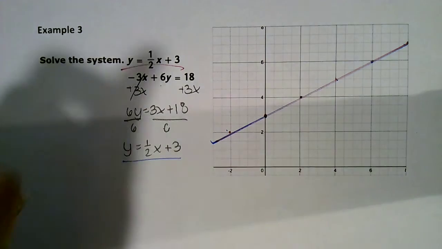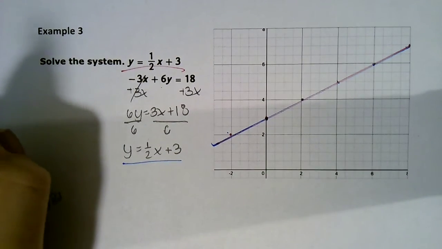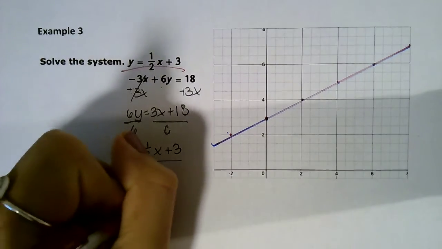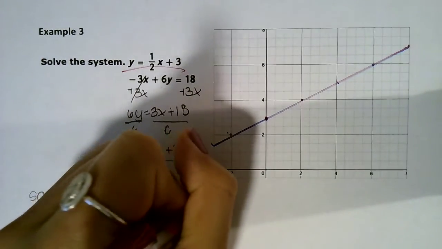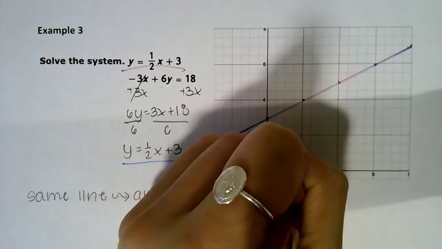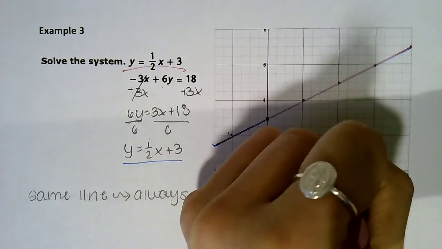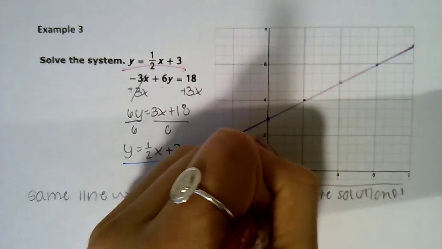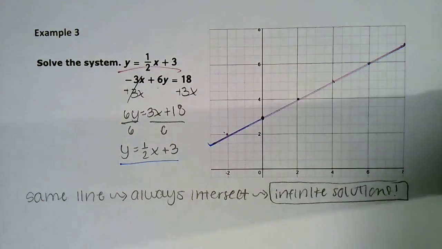So if they're the same line, then they always intersect. Every single point is the same for them. And so there are infinite solutions. And there's our solution for that one.